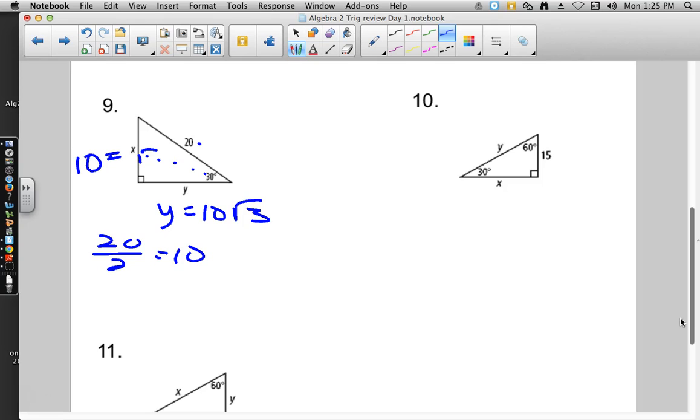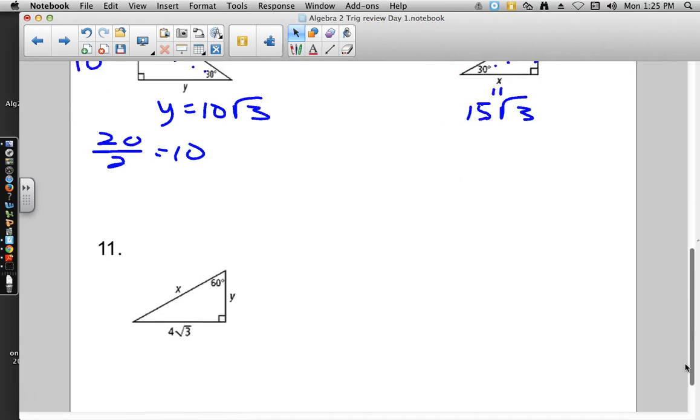Number 10 is a 30, 60, 90, but great news, this is the short side. So to get the hypotenuse in a 30, 60, 90, all you do is take the short side times 2, so y is 30. And to get the long side in a 30, 60, 90, all you do is take the short side times the square root of 3. So x is 15 square roots of 3. Again, if you get the short side in one of these triangles, you want to just go for it.